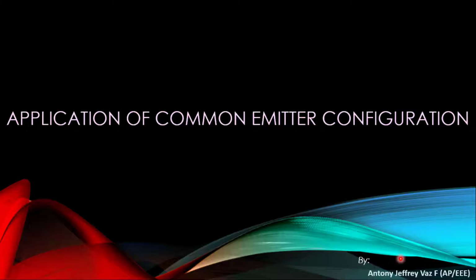Welcome. Today we are going to see the application of common emitter configuration of a transistor. In this case we are using transistors for several purposes. There are three main configurations of transistors: common base, common emitter and common collector. You all know that. Of these three configurations, common emitter configuration is widely used.